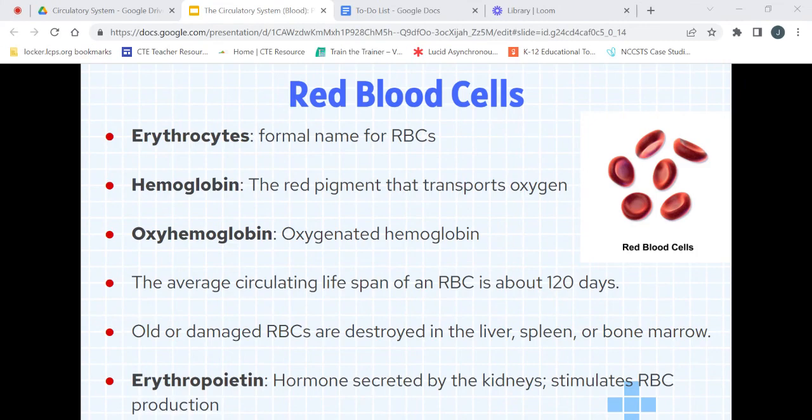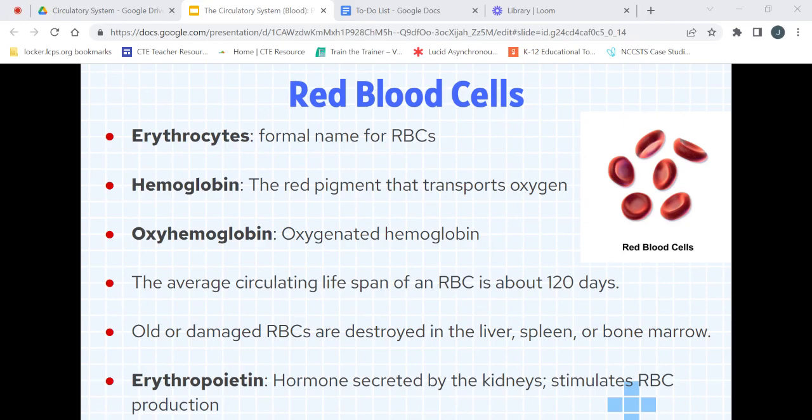An internal elastic framework maintains the disc's shape and permits the cell to bend and twist as it passes through blood vessels even smaller than its own diameter. This flexibility allows red blood cells to squeeze through narrow capillaries to deliver oxygen to cells in the tissue.